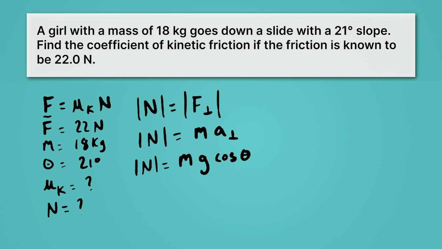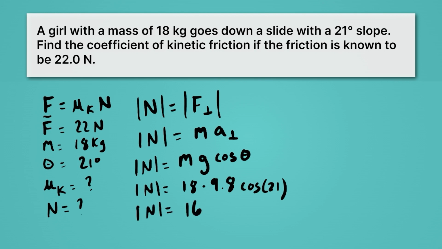All right, now we have an equation that will solve for our normal force. We know then that our normal force is equal to mass, that's 18, times acceleration, that's 9.8, times cosine of our degrees, which is 21. So that makes our normal force equal to 164 point a bunch of decimals. We're going to ignore those decimals for a second. We'll round at the very end, okay? So what we have then is now the normal force. We know what that's equal to. The normal force is 164 something newtons.